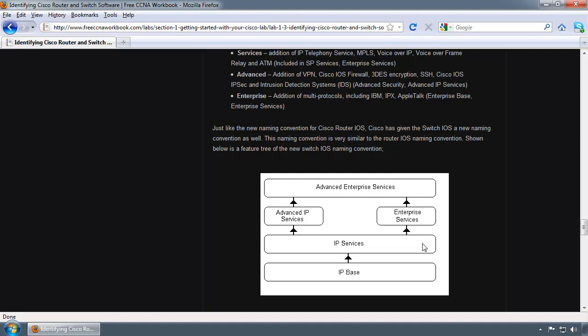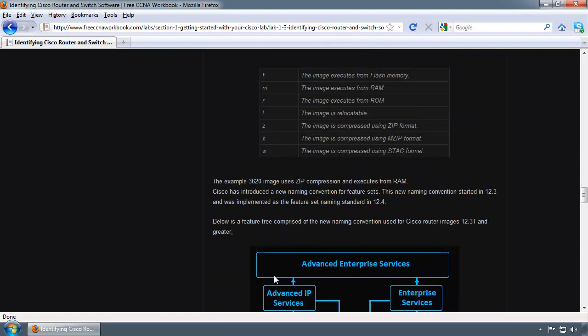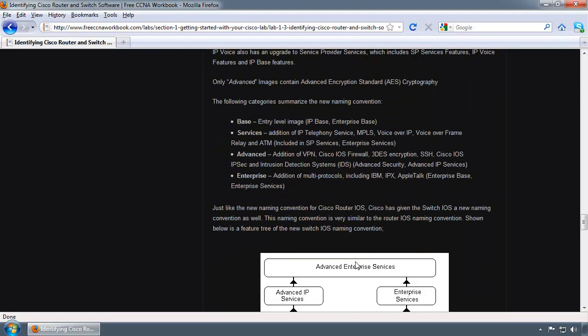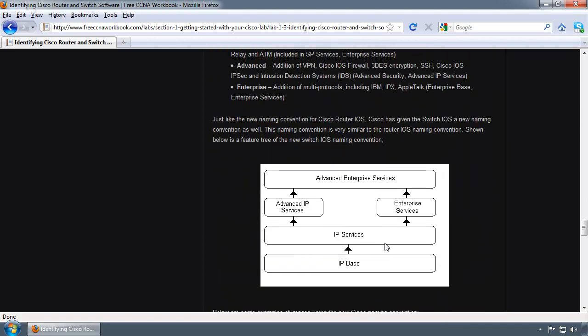Now, there are different types of feature sets for a switch, as there are with a router. Switches obviously have different types of features they can support as well. As a base, you just have IP base for a switch, which is basically the same kind of stuff you get with a router, just for a switching platform. The IP base just includes basic switching functionality, support for switch virtual interfaces if it's a layer 3 device, and a single management interface.